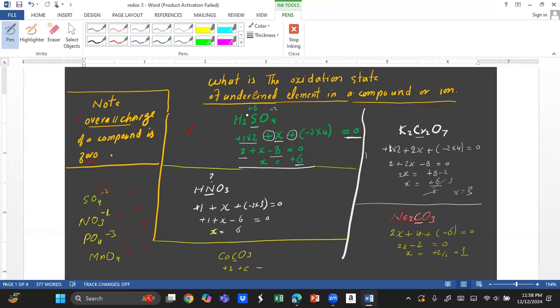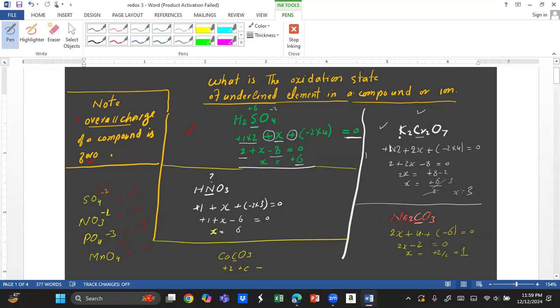Okay, so now let's take an example of potassium dichromate. You must keep in mind that potassium dichromate is an oxidizing agent. An oxidizing agent is one which causes oxidation of other substances but itself gets reduced. Oxidation is the loss of electrons, reduction is the gain of electrons. In potassium dichromate, we are asked to find the oxidation state of chromium. So let us see how we can solve it.